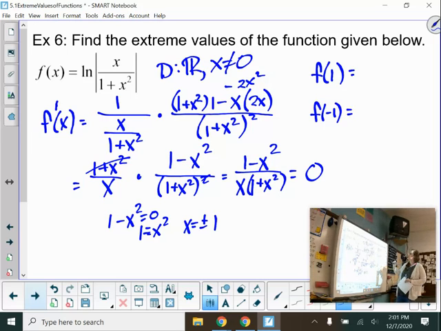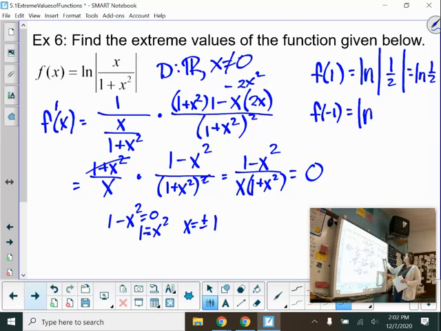f of 1 and f of negative 1. Well, if I have f of 1, that's going to be the natural log of 1 over 1 plus 1 squared. So that's going to be the absolute value of 1/2, which is just natural log of 1/2. Or a negative natural log 2, if you wanted to think about it that way. If I do negative 1, again, I have an absolute value. So that's negative 1 over 2, again, which is still natural log of 1/2. So both of these give us the same value.